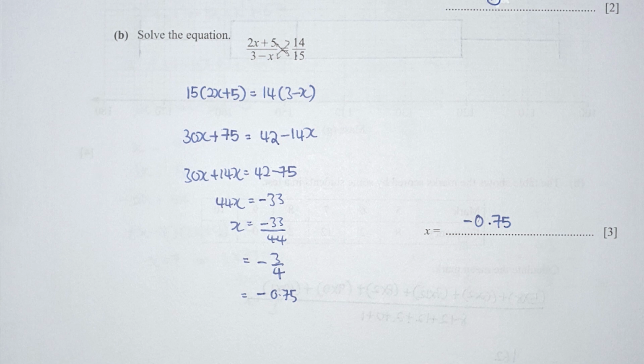For part B, all you need to do is to cross multiply them. Then you get your final result as negative 0.75.